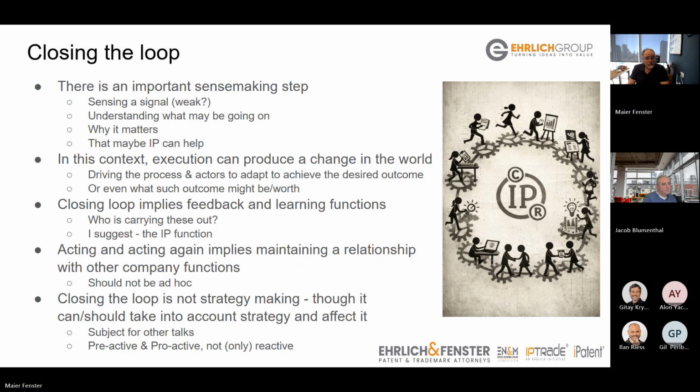And this really means that we have to have feedback and learning functions all over the place. And the question we ask is, who is providing this feedback and learning function? So I'm suggesting IP, but it could be a different answer. The very fact that I'm talking about a loop means that the relationship with other company functions is really a relationship and not a one-off.